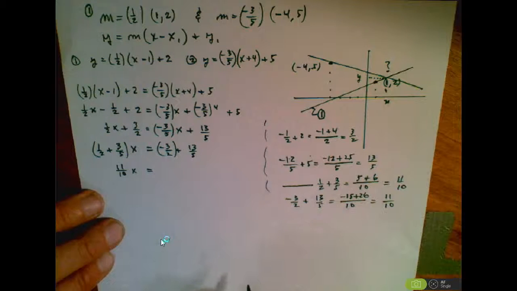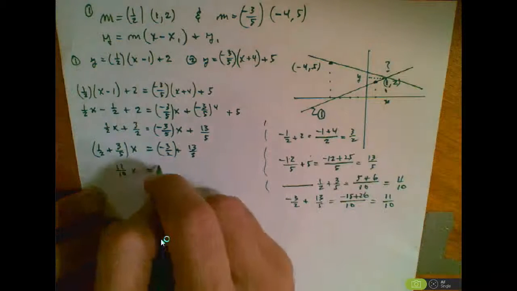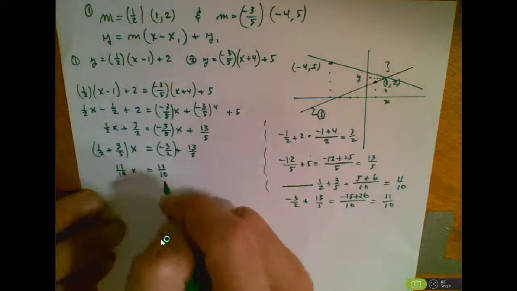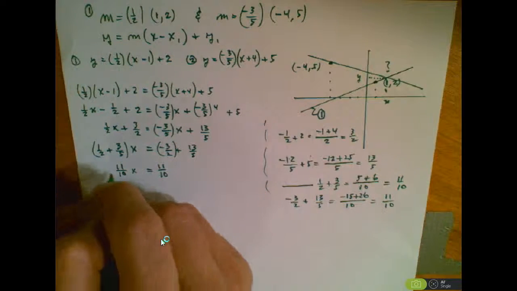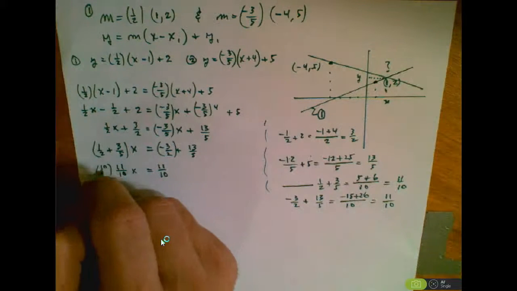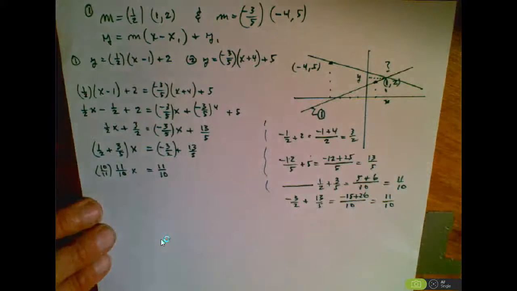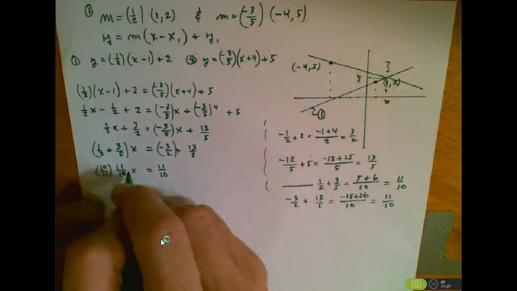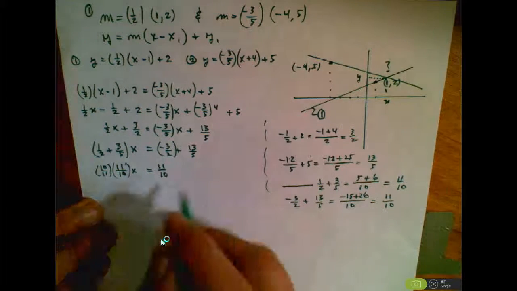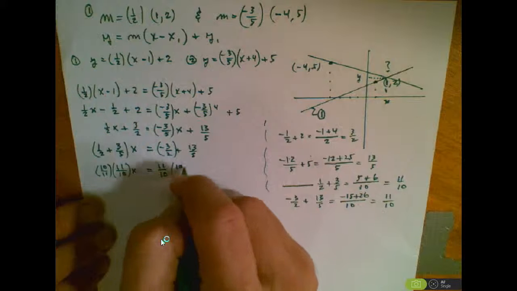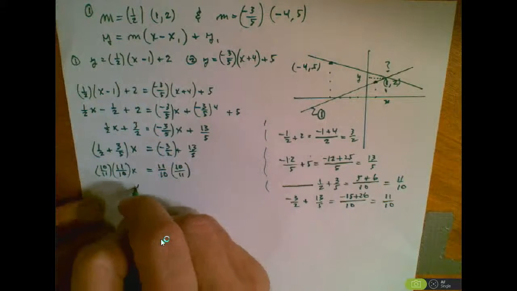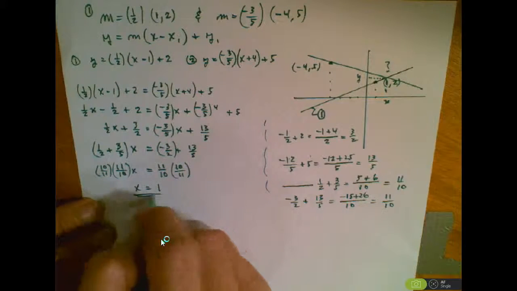That leaves me with 11/10. Interesting, 11/10. How about that? Well, okay, so then we multiply both sides by the reciprocal of the fraction next to the x. So we multiply this side by 10/11 as well. We find that x is equal to 1.